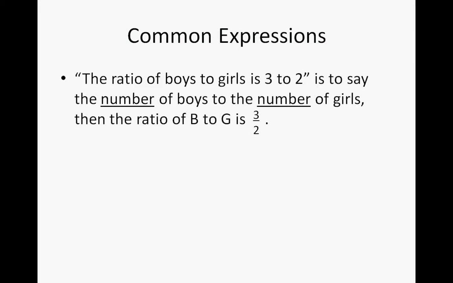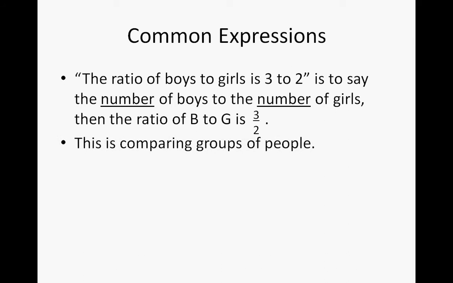So some common expressions and some things to make note. When you hear something like the ratio of boys to girls is 3 to 2, what we're talking about is the number of boys to the number of girls. So in this case, the ratio of B to G is 3 to 2. So there's 3 boys for every 2 girls.